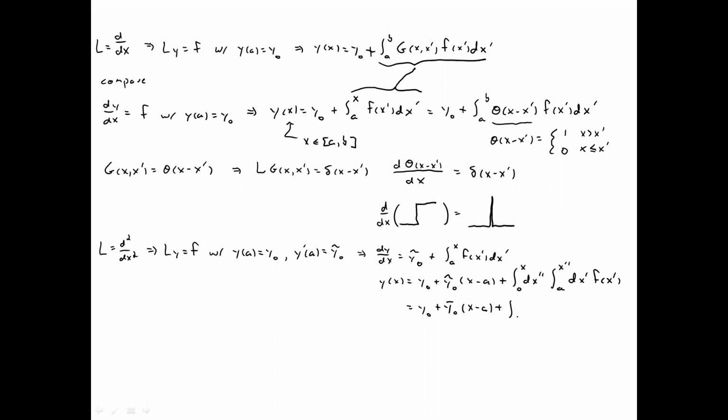Wait, I have a clarifying question. Which of the primes here are derivatives and which are different? None of the primes are derivatives. When I have a derivative, I'll write it as d by dx. The primes are just alternate labels. Okay, thank you. Sorry about that.